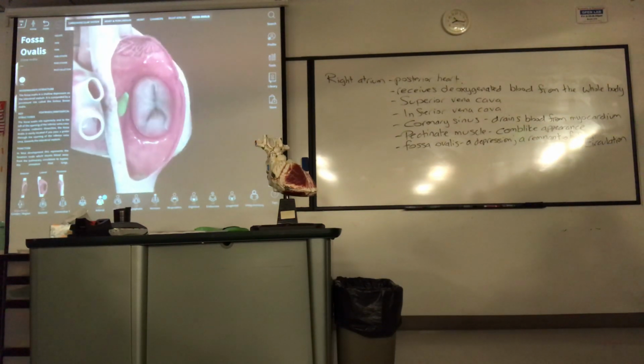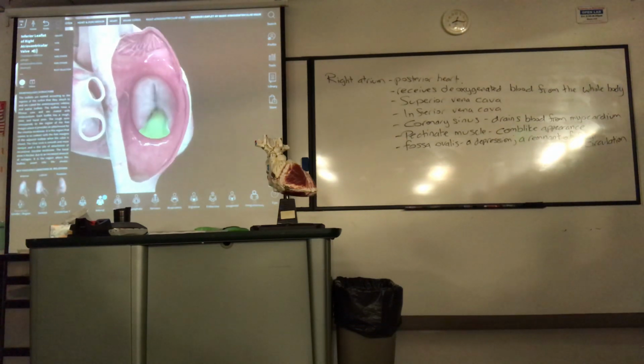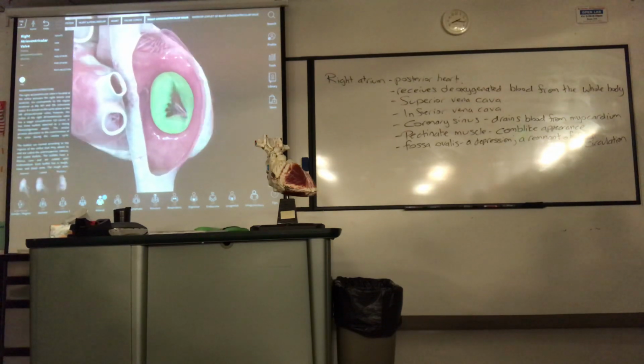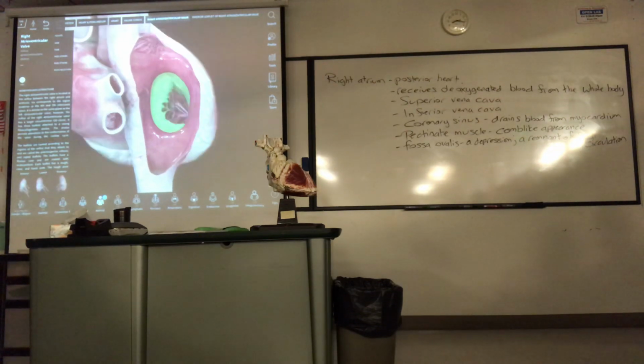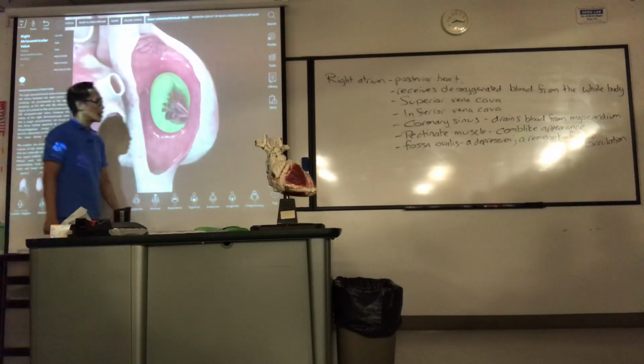Now, do you see that valve opening and closing? Let me highlight one cusp. There's one cusp. If that's one, how many are there total? Three. So that is called the tricuspid valve, also called the right atrioventricular valve. Blood flows forward through that valve into the right ventricle. So you should note that cusp.